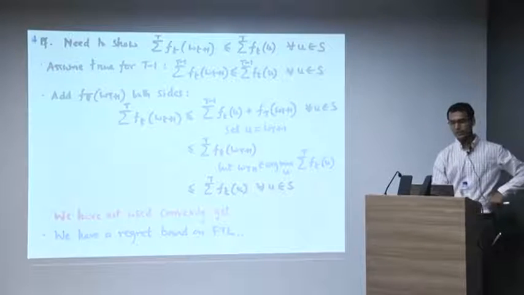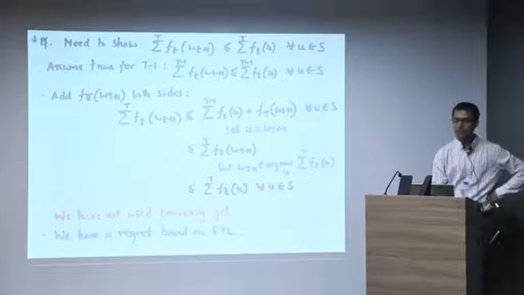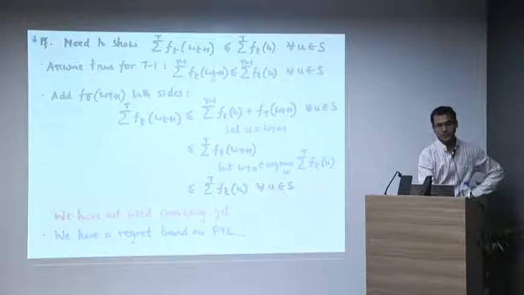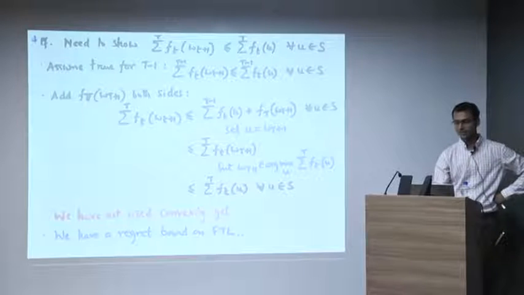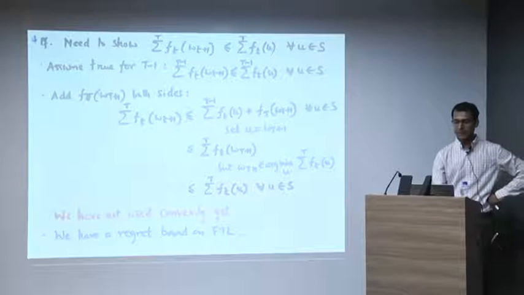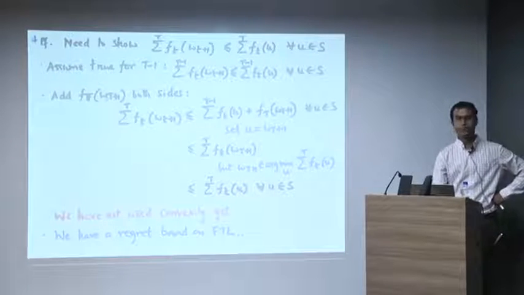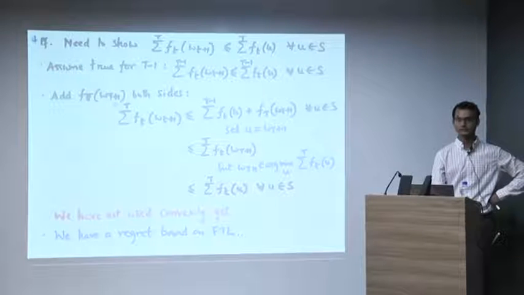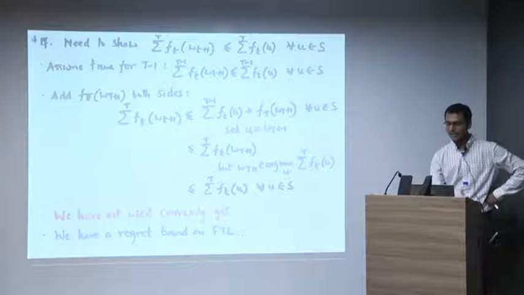So let's say it's true for t minus 1 rounds. That is what I've written here. The only thing that changes is this, and we're going to add f_t of w_{t+1}, capital T plus 1, to both sides. So the left hand side is what we want, which is the same term here, and the right hand side has this additional term that we added.